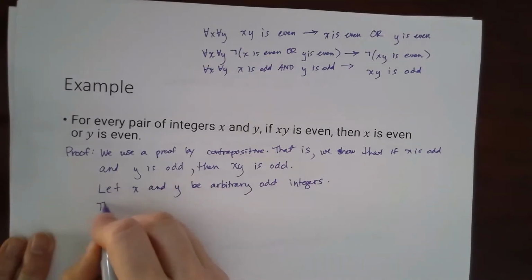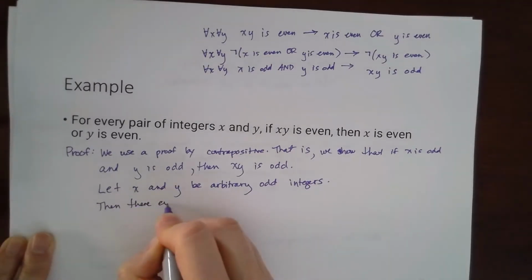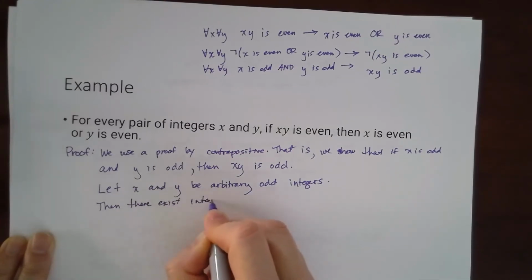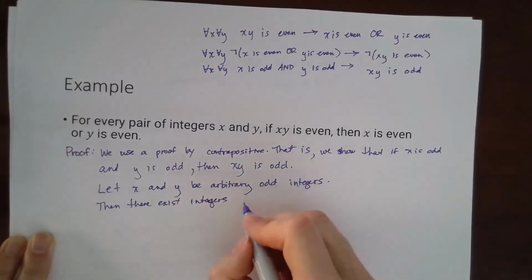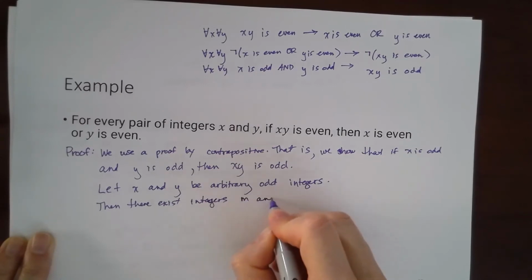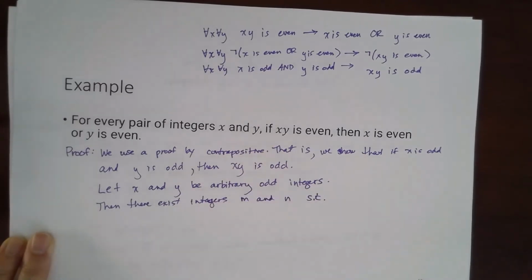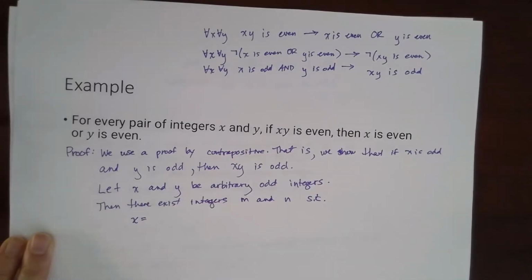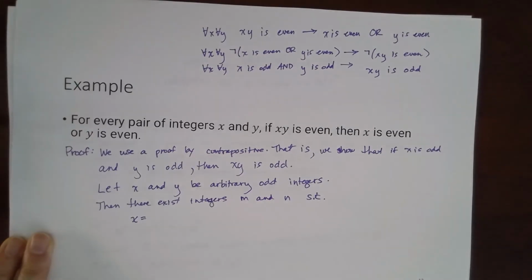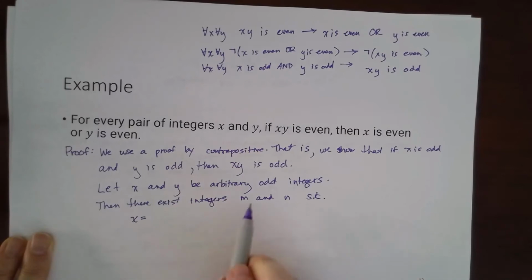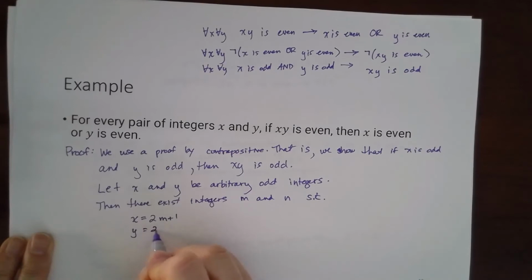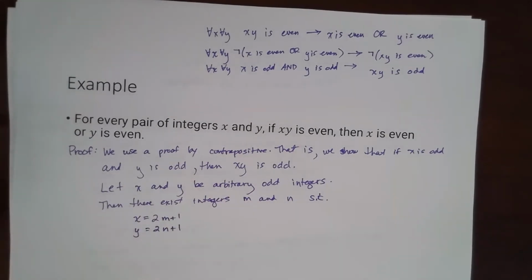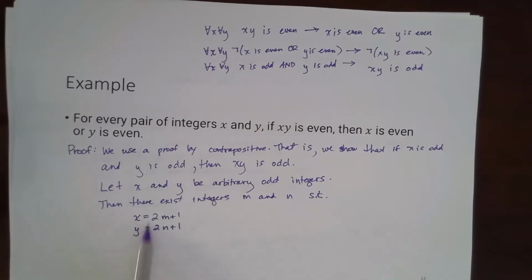We know then there exist integers, we'll call them m and n, such that x is what? What does odd mean? Yeah, 2k plus 1, so we're going to use m for that one. So x is going to be 2m plus 1, and then y is going to be 2n plus 1. We know they're odd, so these integers have to exist to meet the definition of odd.